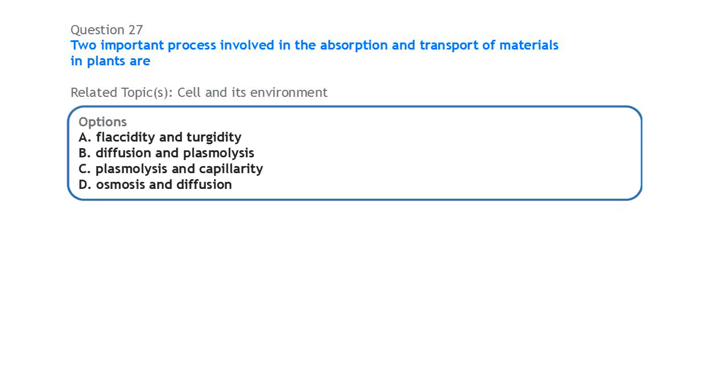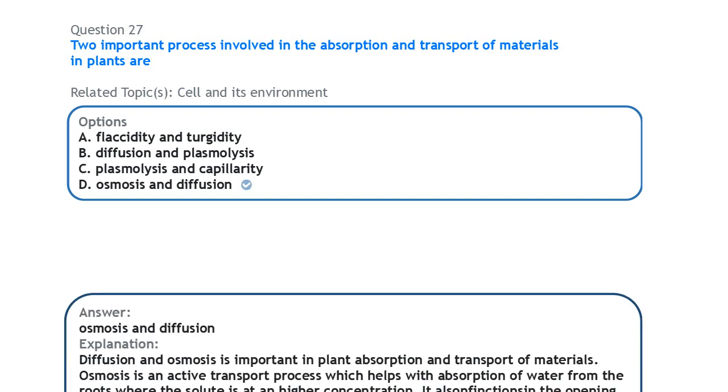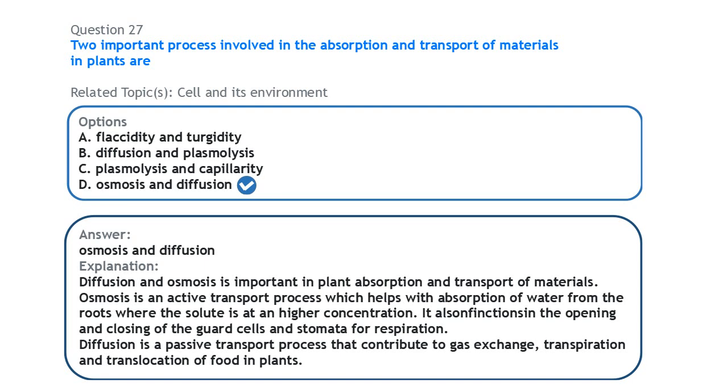Next question on cell and its environment. Two important processes involved in the absorption and transport of materials in plants are osmosis and diffusion. So they play a role in the transport, the movement of material.